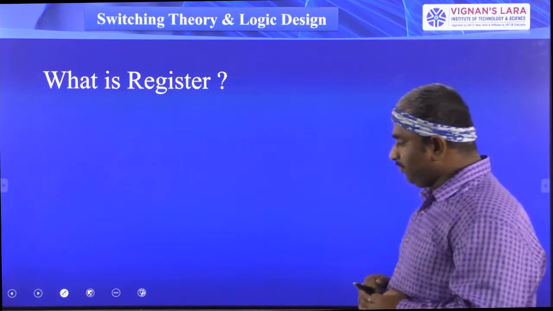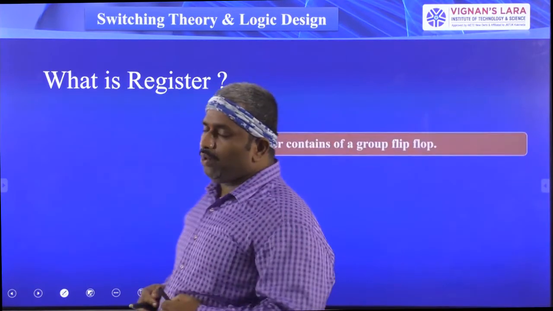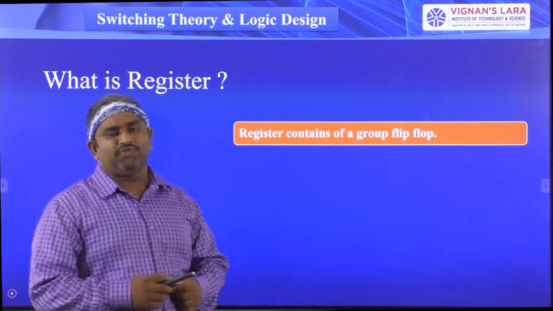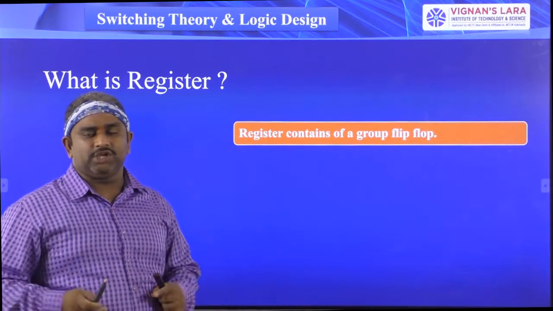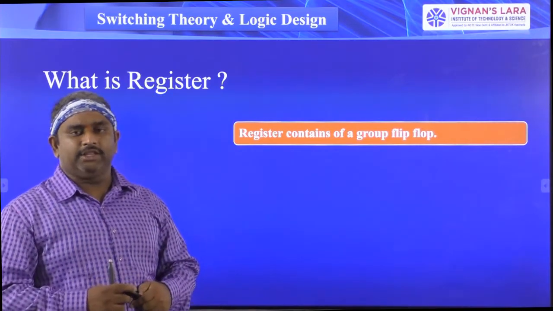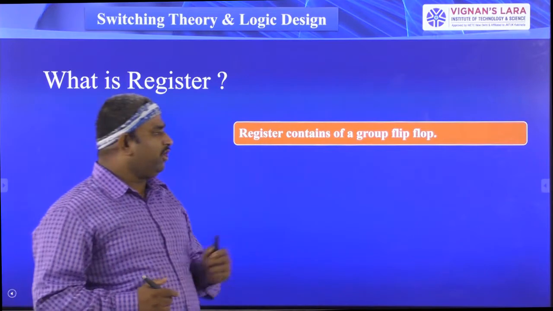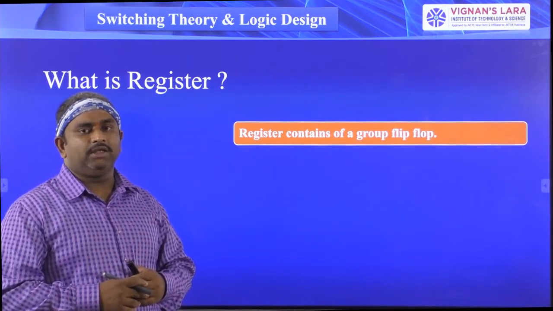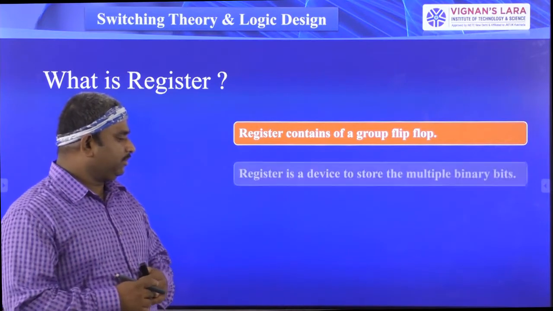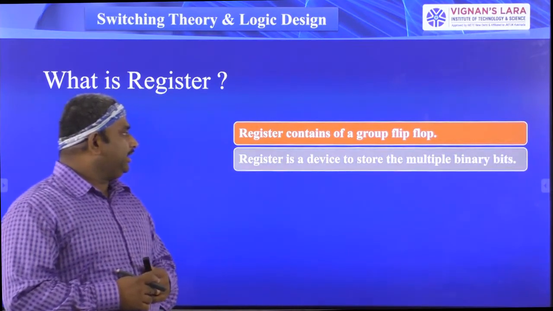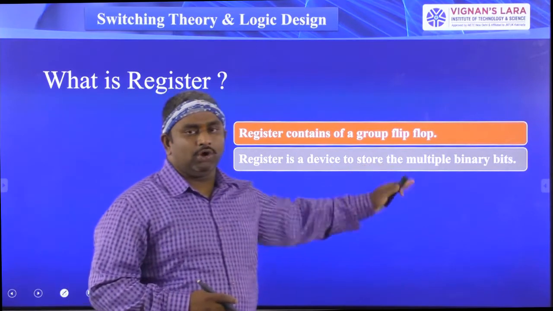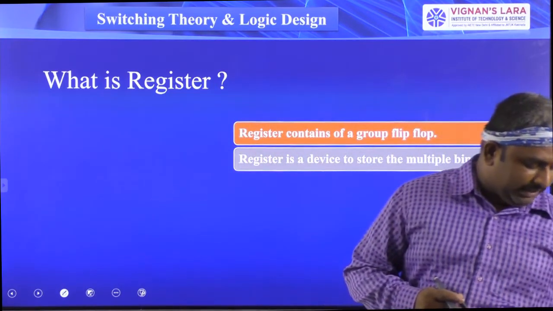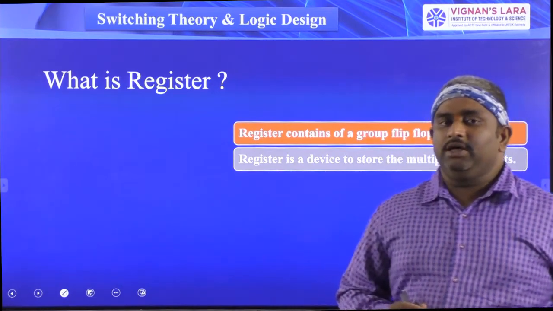Next, first see the definition of a register. A register consists of a group of flip-flops. That means if you see a register, you have a lot of flip-flops in that particular register. Generally it is formed with D flip-flops or SR flip-flops. A register is a device to store multiple binary information data.